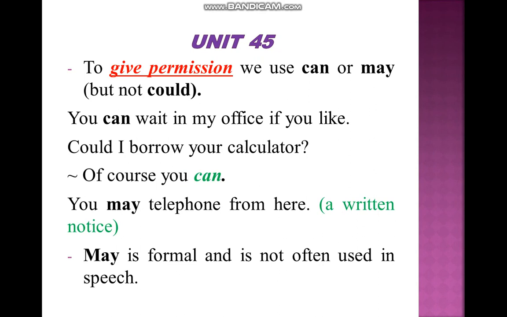Now, to give permission we use can or may but not could. Okay, to give permission, we use what? Can or may but not could. For example, you can wait in my office if you like. You see, you can wait. It means you are giving him or her permission to wait in the office.